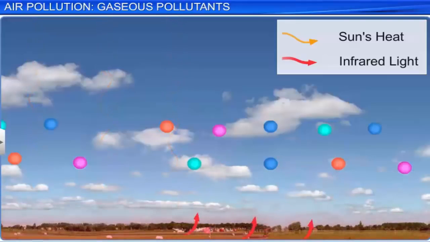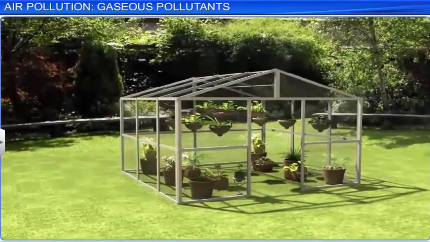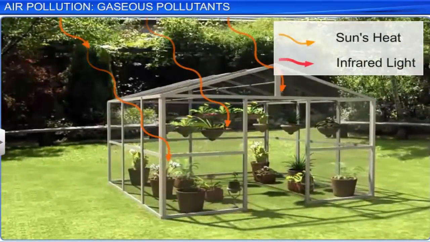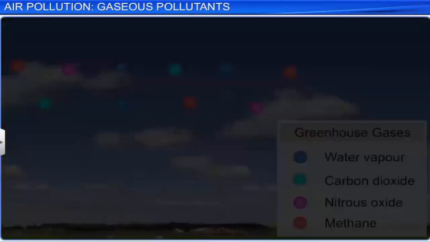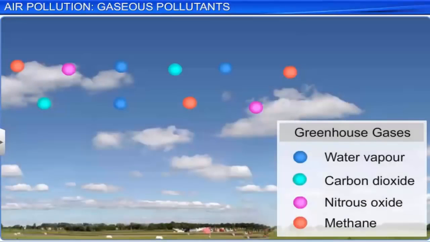In response, the Earth's hot surface also sends back some infrared light, a part of which is sent back to space through the atmosphere. This process is very much similar to a greenhouse, where the glass holds the sun's heat inside. Therefore, gases in the atmosphere that trap the sun's heat are known as greenhouse gases. Water vapor, carbon dioxide, nitrous oxide, and methane are some of the major greenhouse gases.